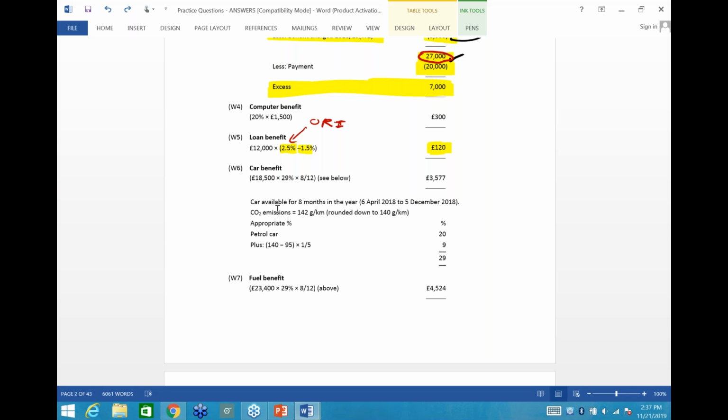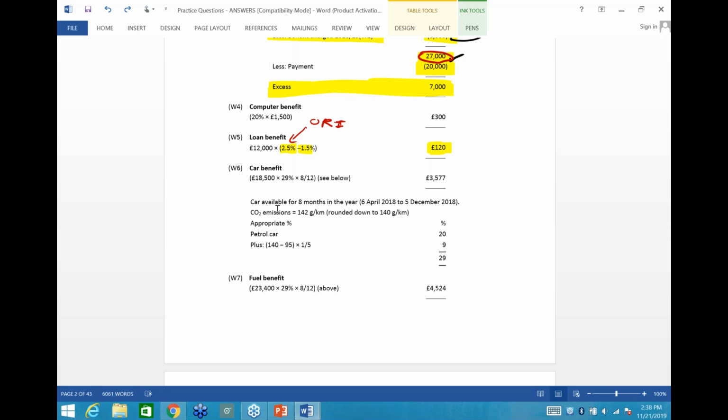I need to correct myself. So round it down to the nearest multiple of 5. So here 142 grams per kilometer, round it down to the nearest multiple of 5, that is 140. Let's say you get 144, still you round it down to the nearest multiple of 5, which is 140 grams per kilometer. So 140 minus 95, that difference must be divided by 5. This is how it works.